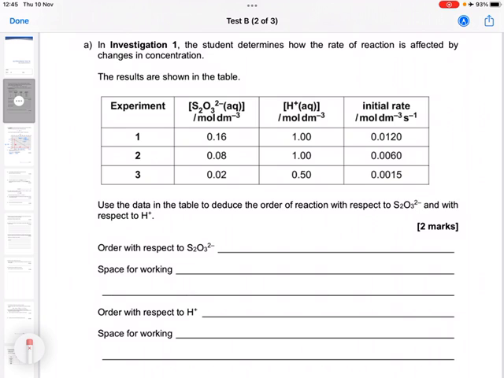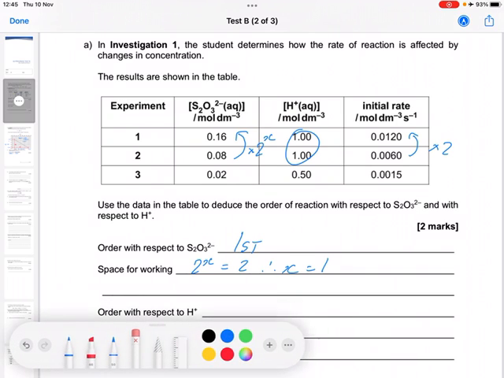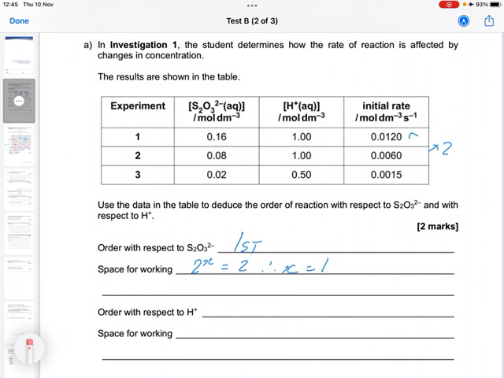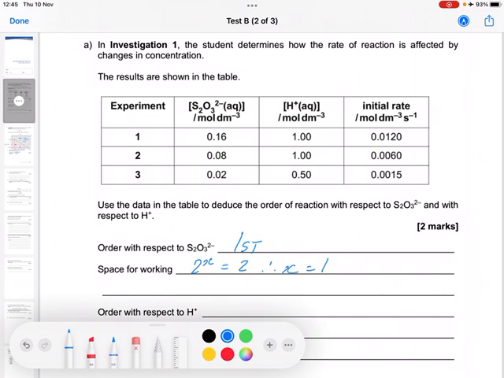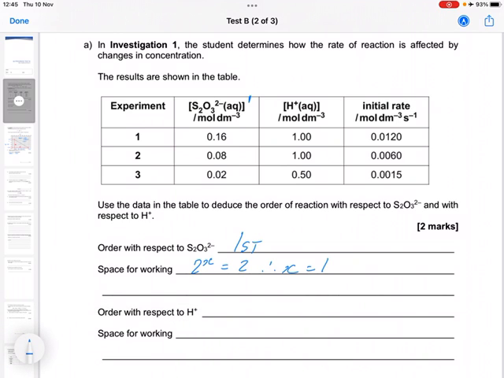Okay, so starting with the thiosulfate ions, we can see that these two haven't changed. I prefer things to double, so that has gone up by 2 to the x. That has gone up by 2, so my working in here, 2 to the x equals 2, therefore x is 1, so therefore this is first order. Okay, next one, let me just rub this out so I've got space to rework these out. I'm going to put my first order with respect to thiosulfate on here so that I can use that.